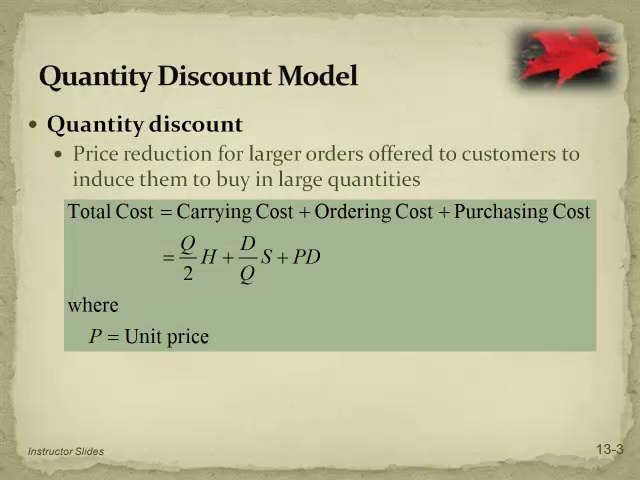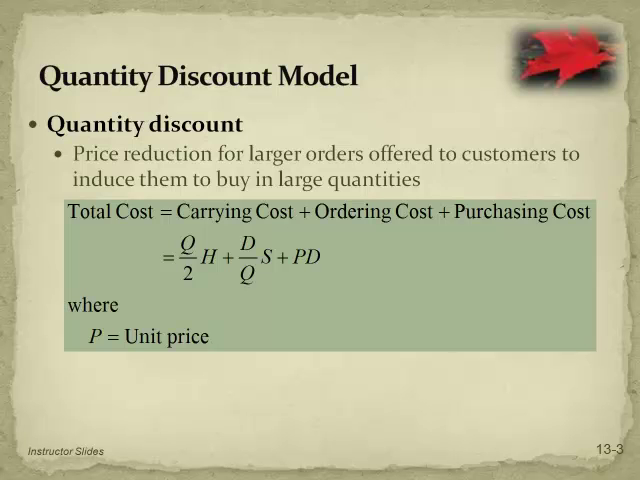Now, we're going to have a different total cost formula when we have quantity discounts. And it is essentially the same as the basic economic order quantity formula. That is, the total cost is the sum of the carrying cost plus the ordering cost. But now we're going to add one more parameter on the end, one more calculation, and that is the purchasing cost. So if you take a look at the formula, the variable P represents the unit price, so the price per unit, and the variable D is the same as what we've had before, and that is going to represent the annual demand.